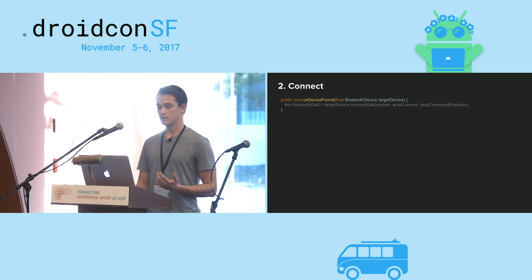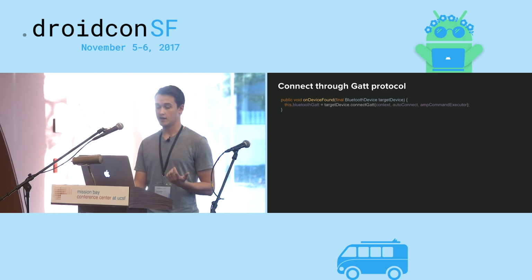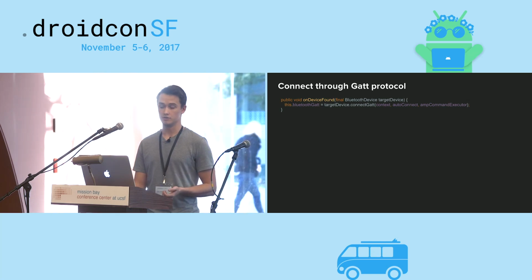And connection is super easy. We just take that target device and call the connectGatt method. And GATT is the official name for the low energy Bluetooth protocol.